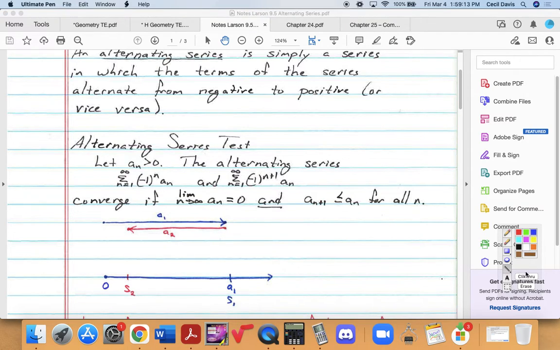I'm going to switch back to blue. So then a sub 3 has got to be shorter than a sub 2. So then our s sub 3 is here. Then my a sub 4 has got to go the other direction because it's an alternating series. So then my s sub 4 is here.